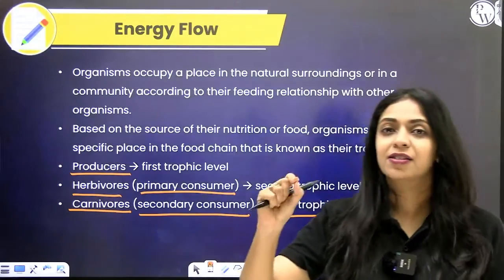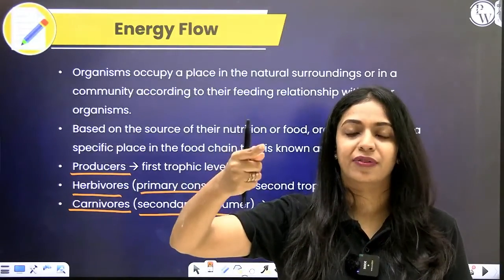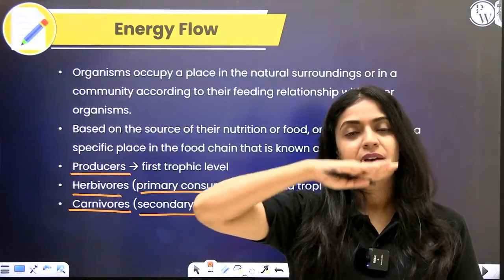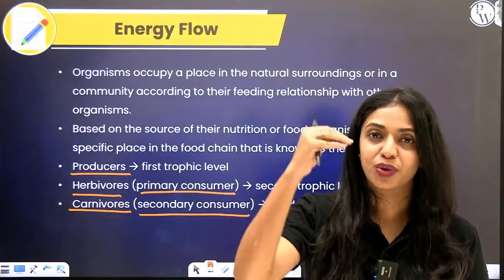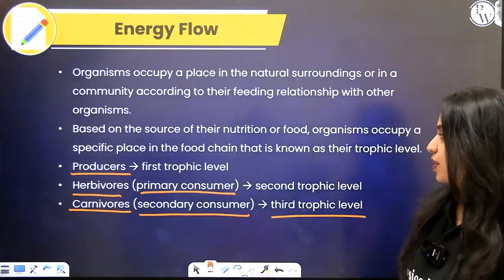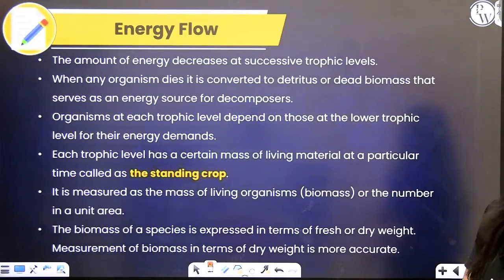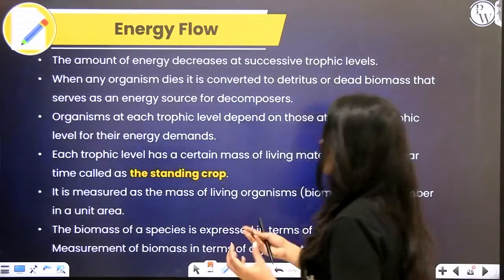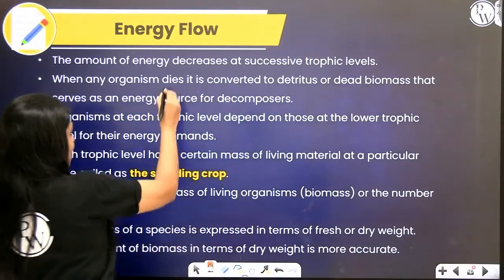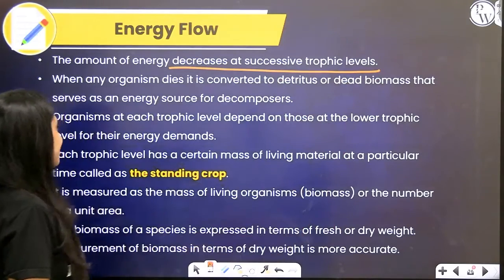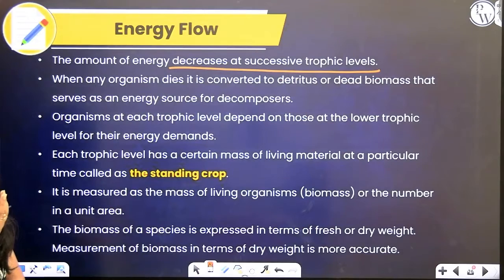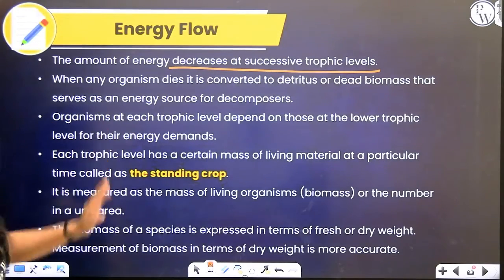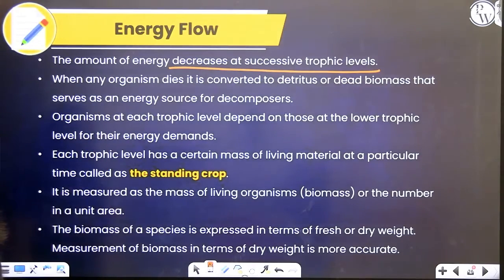Always energy will pass from the lower trophic level to the next trophic level. From the first trophic level, producers, energy will pass on to the primary consumers. From the primary consumers, energy will pass on to the secondary consumers. So there's a unidirectional flow of energy from the lower trophic level to the higher trophic level. And however much energy is passed on, that amount of energy will decrease at the successive trophic levels. Whenever an organism dies, that energy is converted and used as a source of energy for decomposers. I've already told you this.